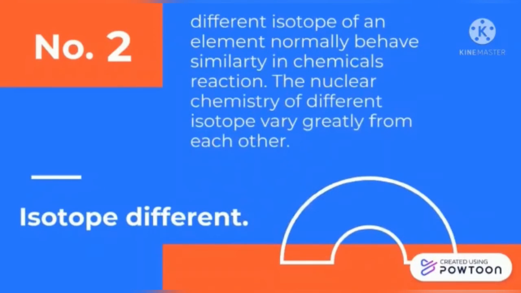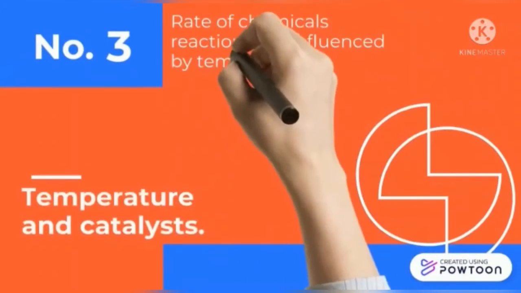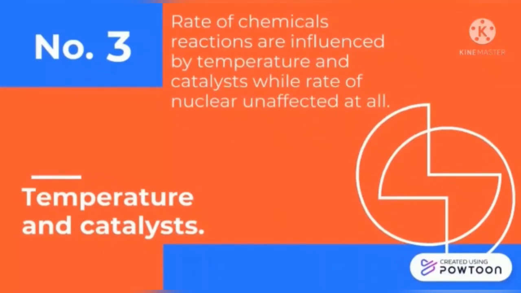Okay, the second one is isotope difference. Different isotopes of an element normally behave similarly in chemical reactions. The nuclear chemistry of different isotopes may vary greatly from each other. Next is temperature and catalyst. The rate of chemical reaction is influenced by temperature and catalyst, while the rate of nuclear reaction is unaffected at all.